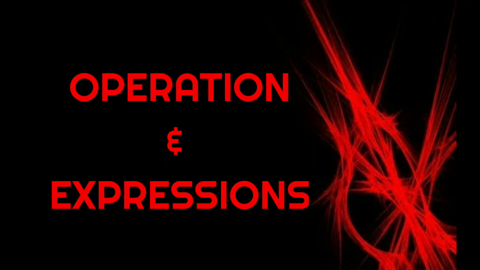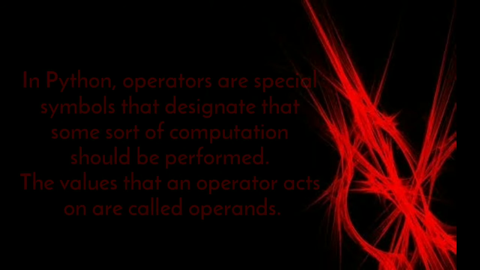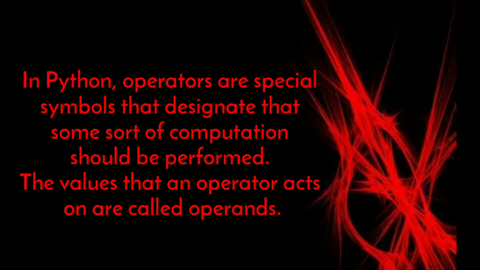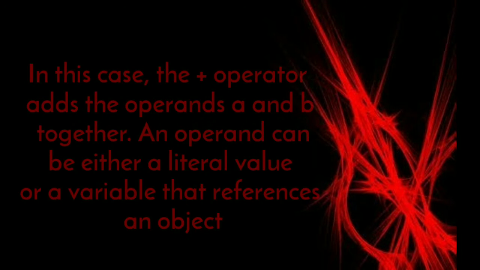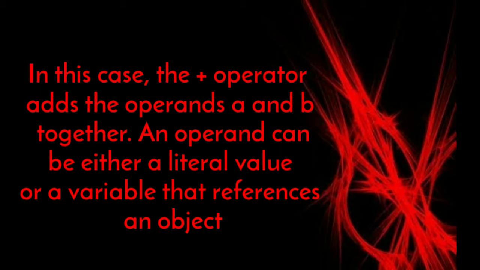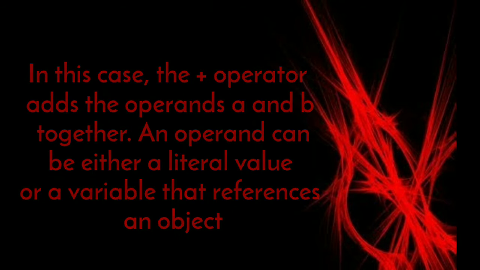Now let's see about the operations and expressions. In Python, operators are special symbols that designate that some sort of computation should be performed. The values that an operator acts on are called operands. Here is an example. In this case, the plus operator adds the operands a and b together. An operand can be either a literal value or a variable that references an object.